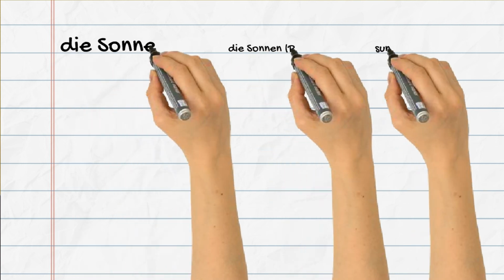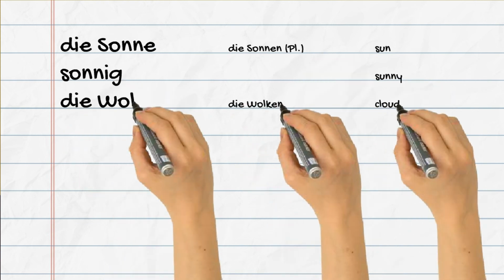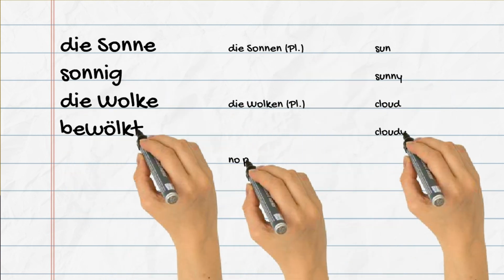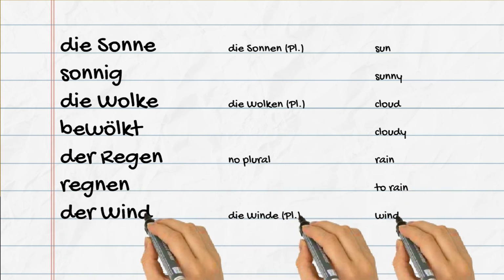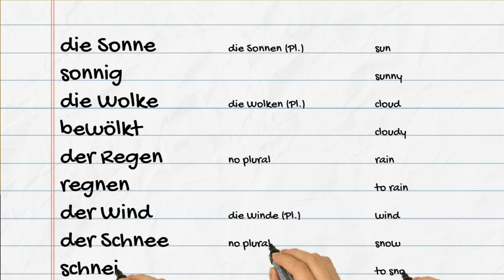Die Sonne. Sonnig. Die Wolke. Bewölkt. Der Regen. Regnen. Der Wind. Der Schnee. Schneien.